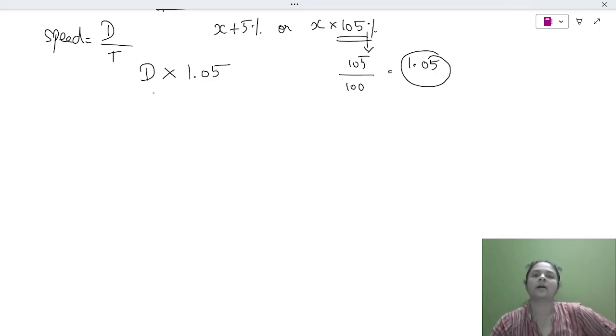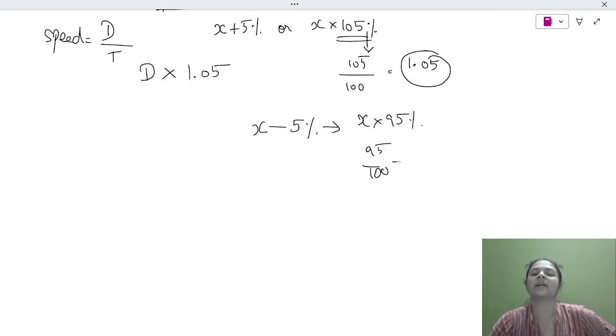Am I clear? Suppose if the question mentions the distance is reducing by 5%, then how will you write? It is minus 5%. So you have to subtract it from 100. You will say 100 minus 5, which is x into 95%, or 95 by 100, which is 0.95. Increase, 100 plus. Decrease, 100 minus. Am I clear?